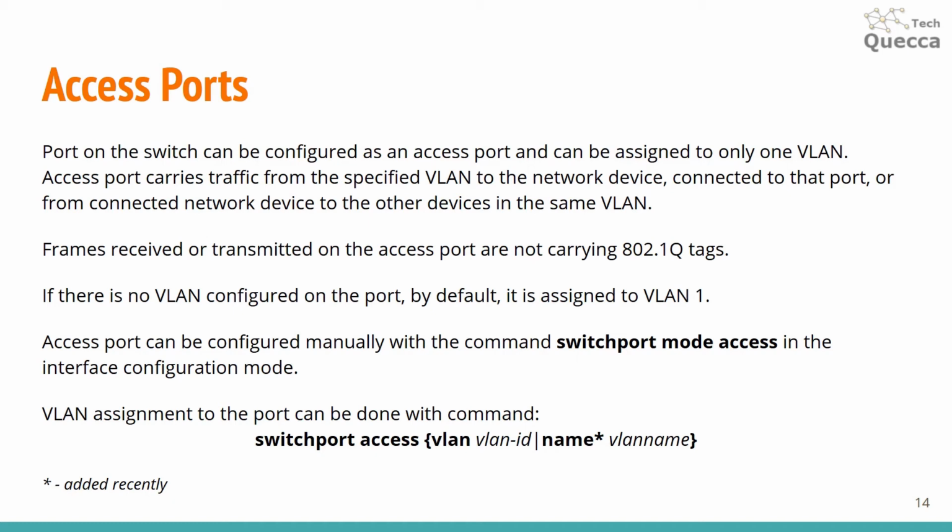These frames are untagged. If there is no VLAN configured on the port, by default it is assigned to the default VLAN, VLAN 1. An access port can be configured manually with the command switchport mode access in the interface configuration mode. VLAN assignment to the port can be done with the command switchport access, and then we have two options. We have vlan with VLAN ID, or we have name with VLAN name. This is a new option for this command.